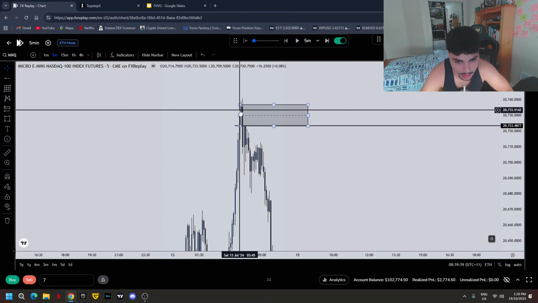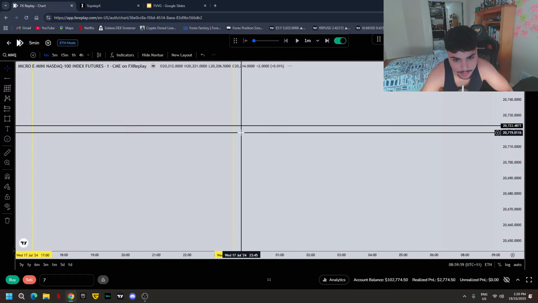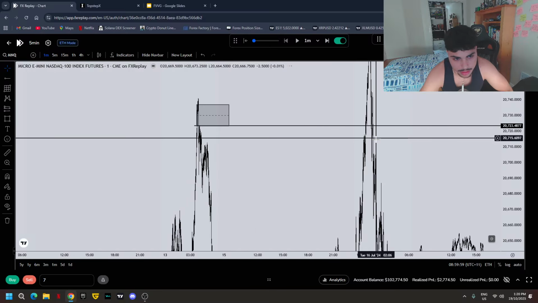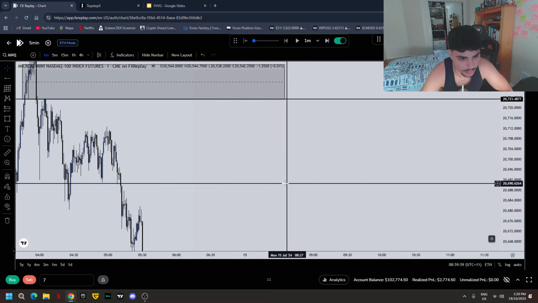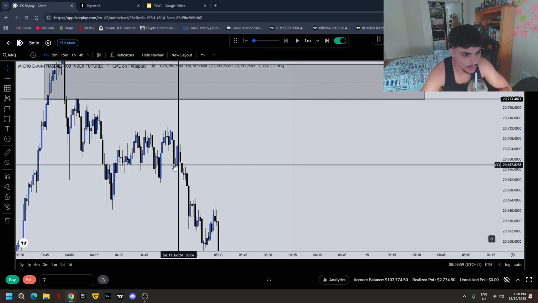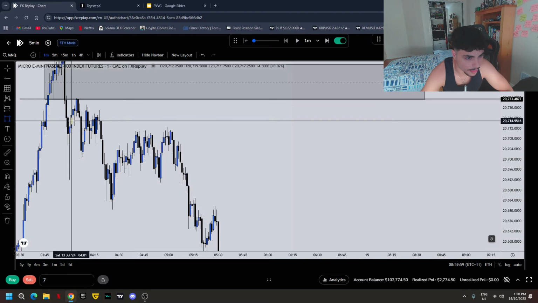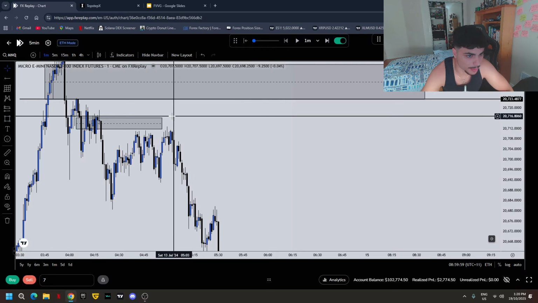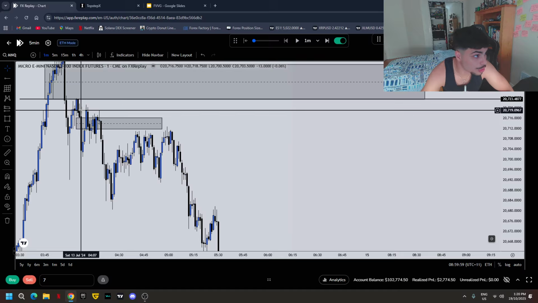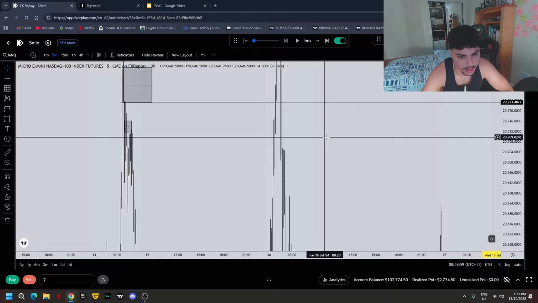Price came down, tapped in the order block. We've got on the 1 minute. This is an invalid fair value gap on the 1 minute. See how the candle closed above the fair value gap? That makes it invalid.